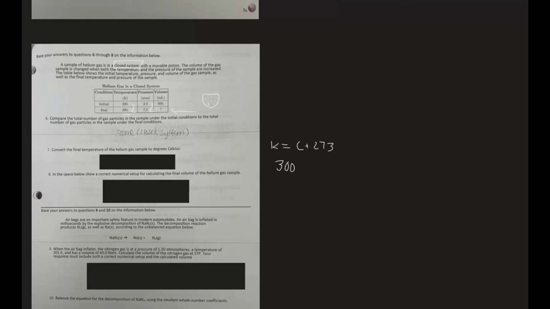And it's just some simple algebra. We can just subtract 273 to find our Celsius. So that should be 27. Boom. Number 8. In the space below, show a correct numerical setup for calculating the final volume of the helium gas sample.